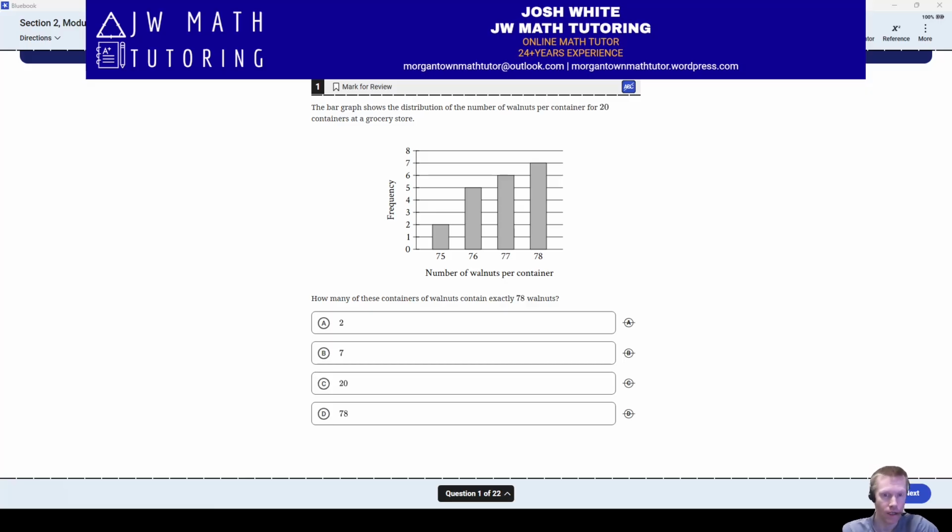Question number 1, you are given a bar graph. How many containers contain exactly 78 walnuts? So we see the line here for 78, and it goes up to 7 on the y-axis. Therefore, the correct answer is letter B.